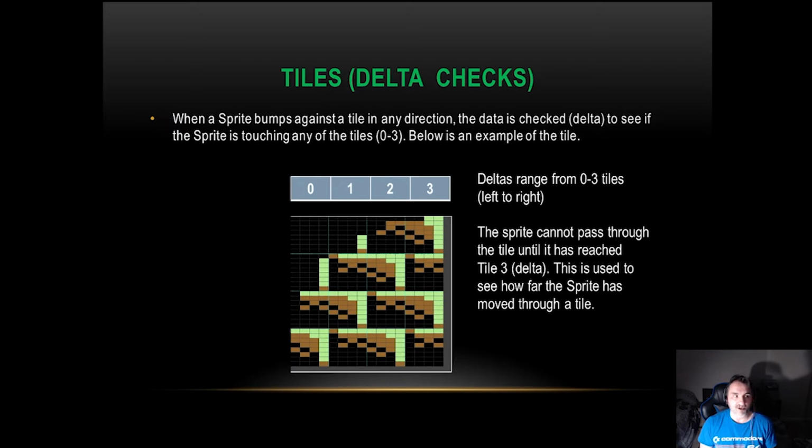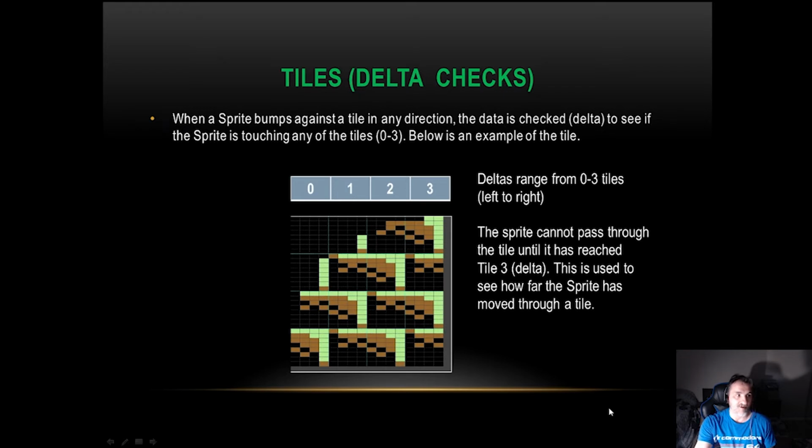So tile delta checks. When a sprite bumps against a tile in any direction, the data is checked, which is the delta, to see if the sprite is touching any of the tiles from 0 to 3. Below is an example of a tile. Deltas range from 0 to 3, tiles left to right. So you see 0 is like when he's first entering the tile.